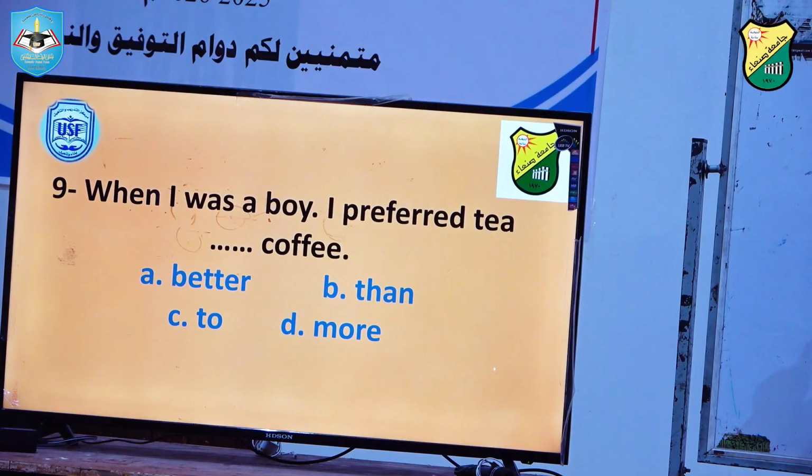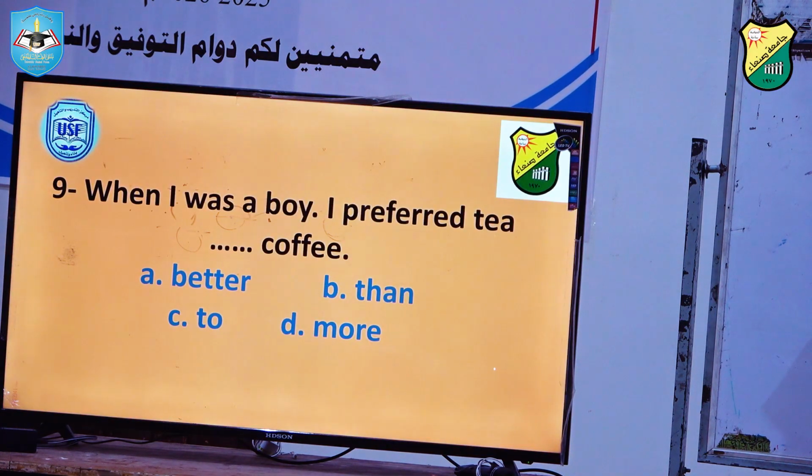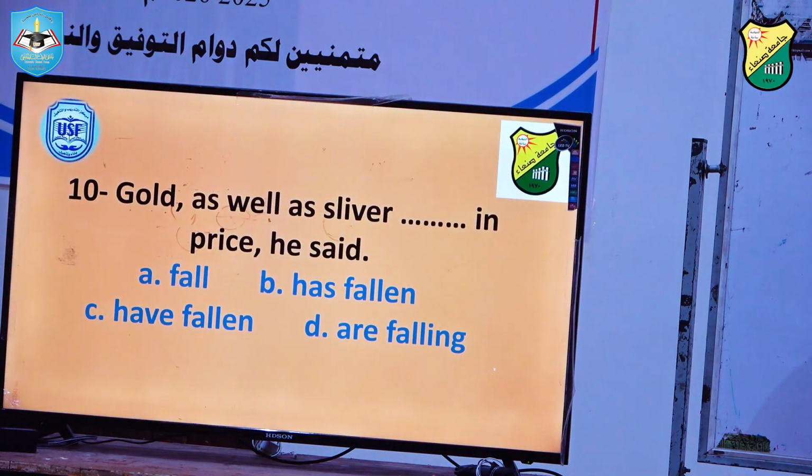Now, when you have the word prefer something, you have better than, to or more. Prefer to. We always use prefer to. So when I was a boy, I prefer tea to coffee. You have to keep it. Prefer something to something. Yeah, rather than. Number 10, sorry.